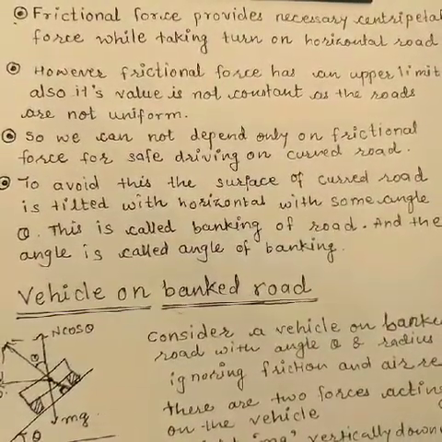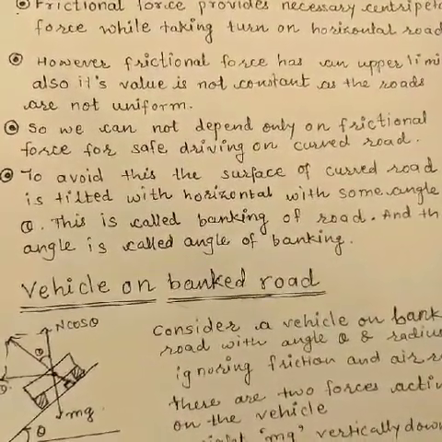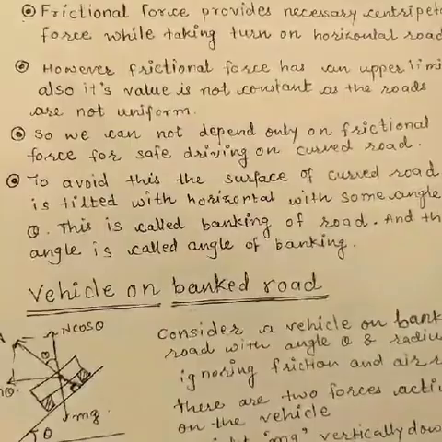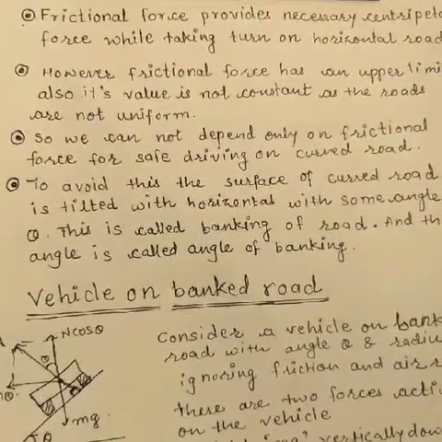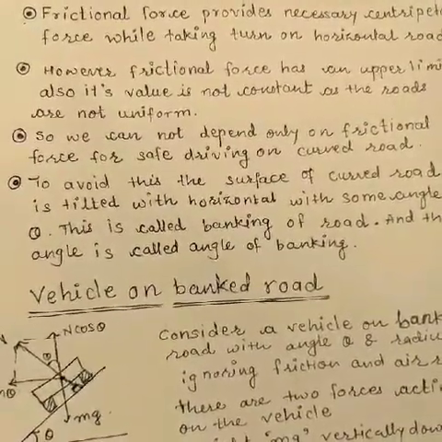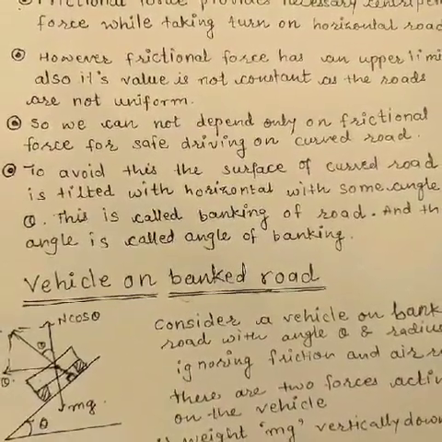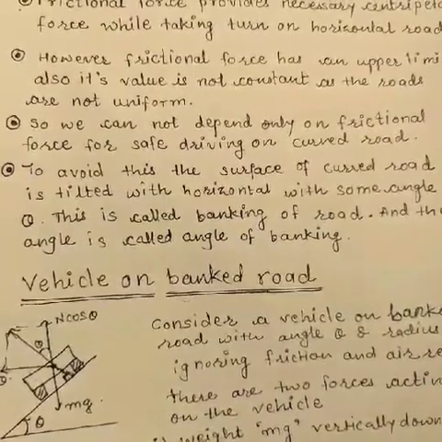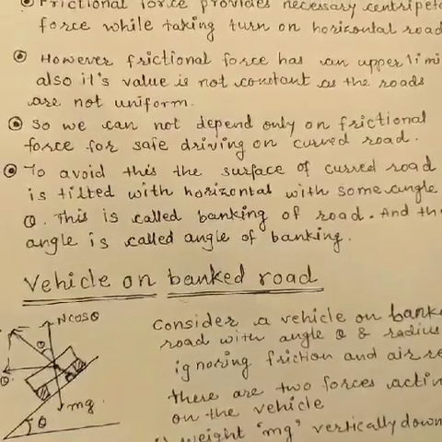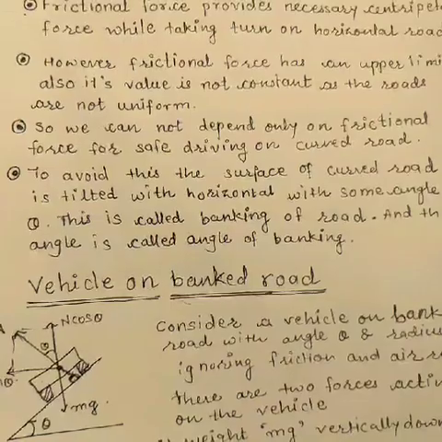Also, the frictional force doesn't have any constant value as the roads are not uniform. So, we cannot depend only on the frictional force for safe driving on a curved road. So the remedy to avoid this is that the surface of the road is tilted with the horizontal at some angle theta. This is called banking of road and the angle is called angle of banking.